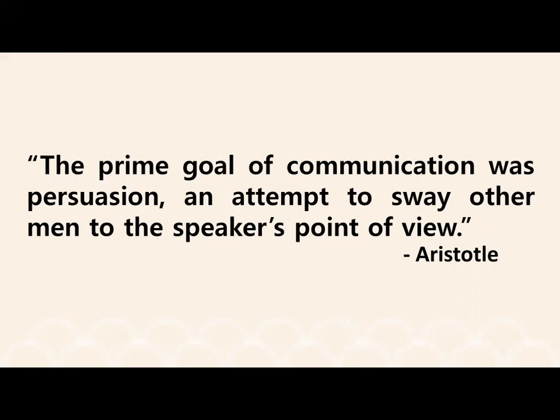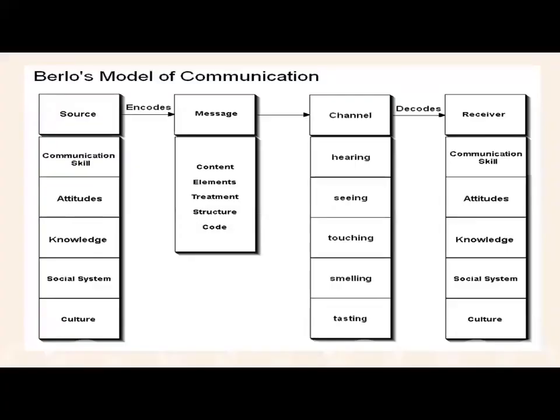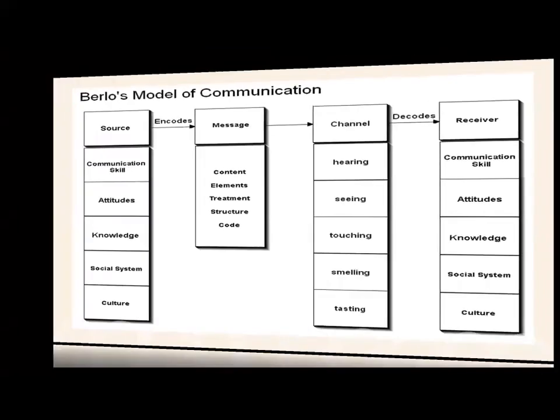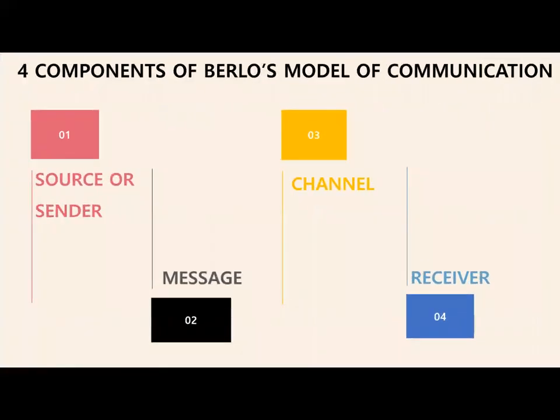Berlo's model has mainly four components to describe the communication process. These are the sender or the source, the message, the channel, and the receiver. Each of the components is affected by many factors. The model also focuses on encoding as well as decoding, which happen before the sender sends the message and before the receiver receives the message, respectively. Now, let's study one by one the four components of Berlo's model of communication and their factors.